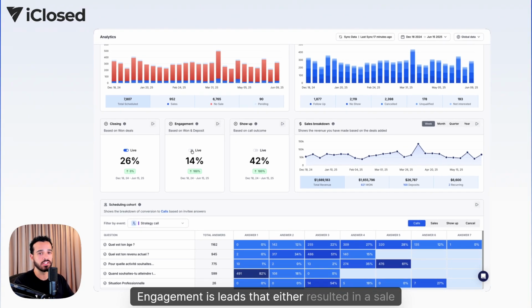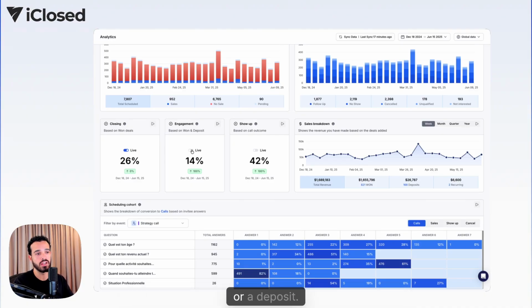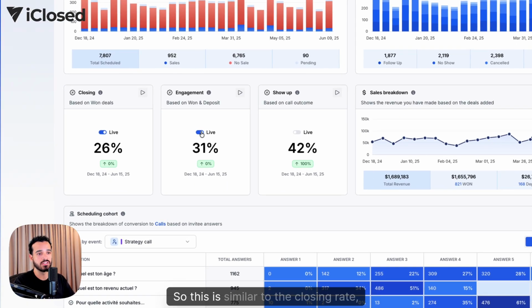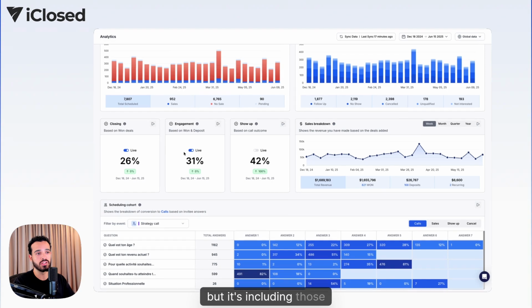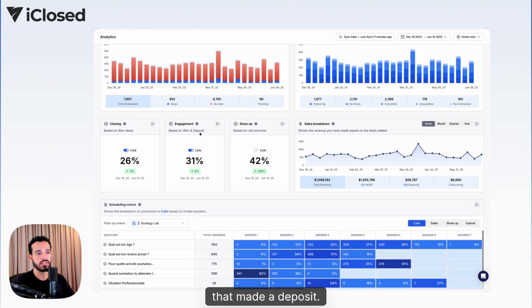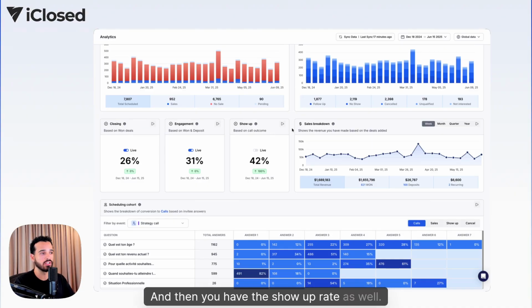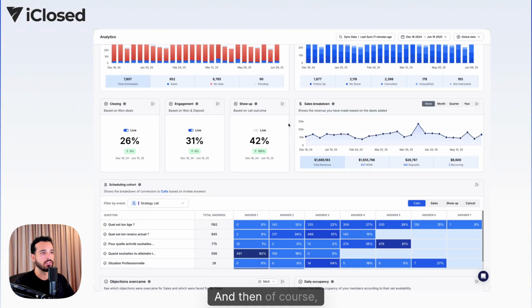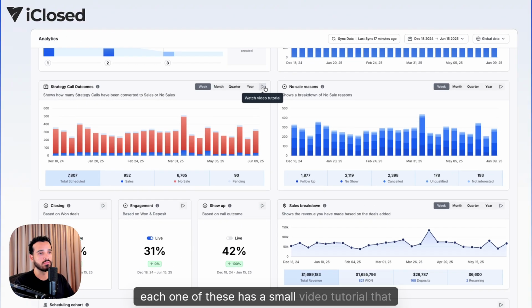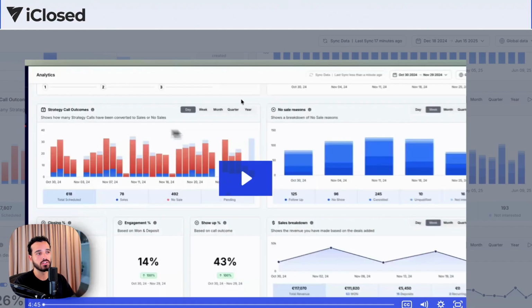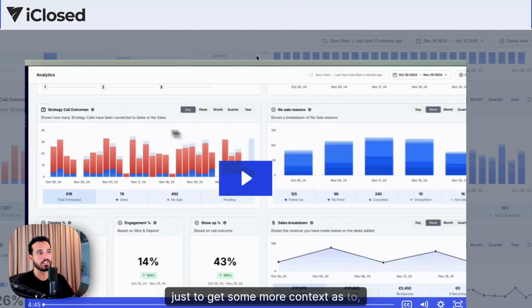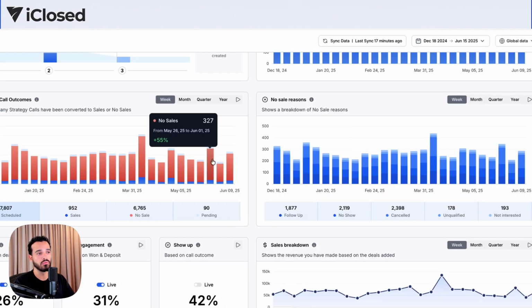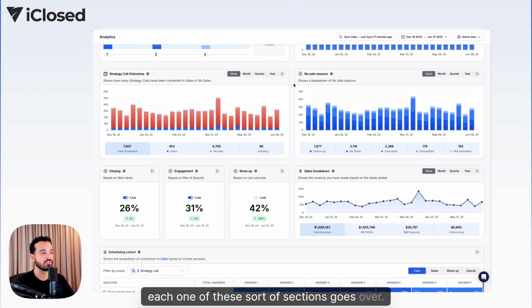Engagement is leads that either resulted in a sale or a deposit. So this is similar to the closing rate, but it's including those that made a deposit, right? Whereas closing is only on those that actually paid rather than people who just put down a deposit. And then you have the show up rate as well. And of course, each one of these has a small video tutorial that you can watch just to get some more context as to what each one of these sections goes over.